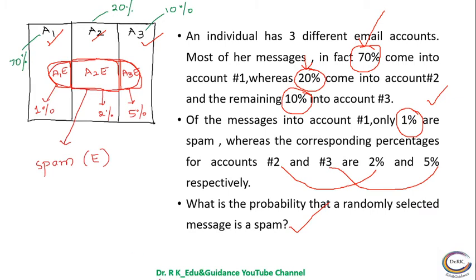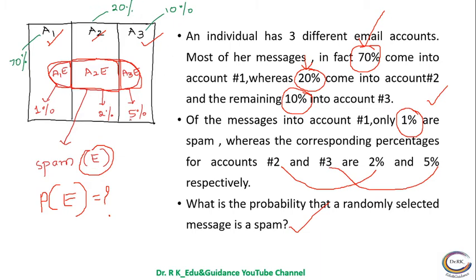How do we find it? From this diagram, it is very simple: this plus this gives the probability of E. Suppose E is the event that a mail is spam; then we have to find the probability of E. This is the total probability. How do we find it?